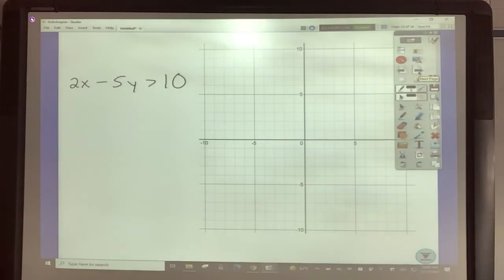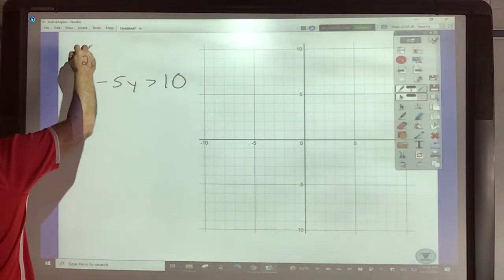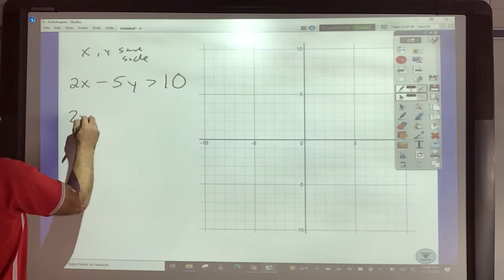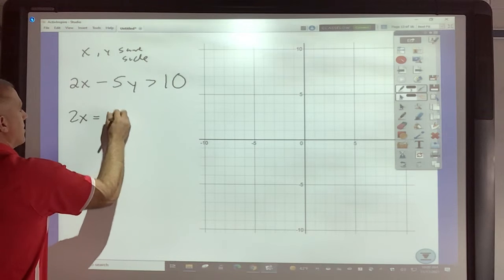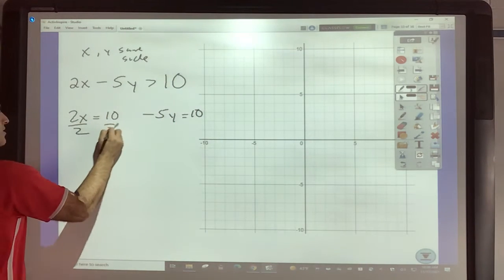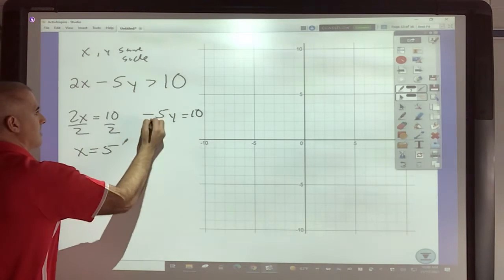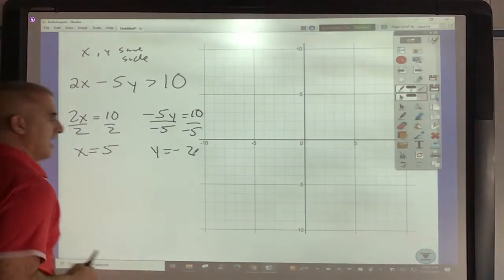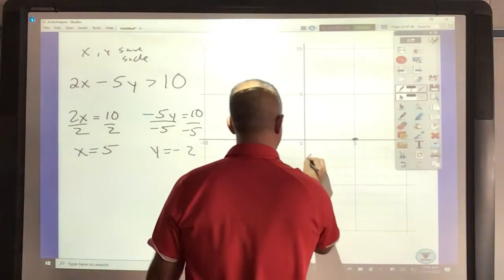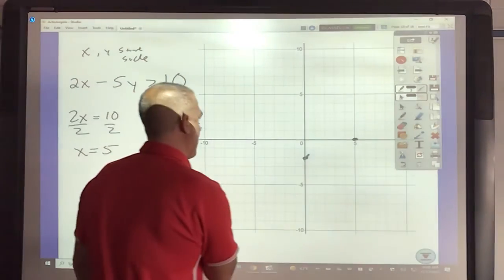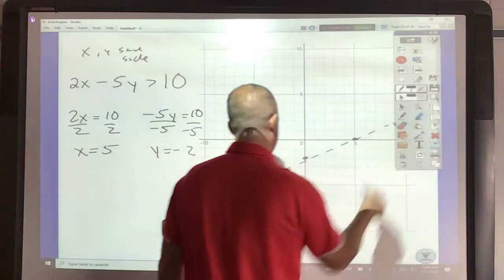Very similar to what we did with lines when we have x and y on the same side. What we're going to do is I'm not going to worry about the inequality. I'm just going to set both of these things equal to my number. Divide by 2, this would be x equals 5. Divide by negative 5, I got y equals negative 2. So x is 5 would be here, y is negative 2 would be here. Now, I still look at that and I'm going to have a dashed line through those points.